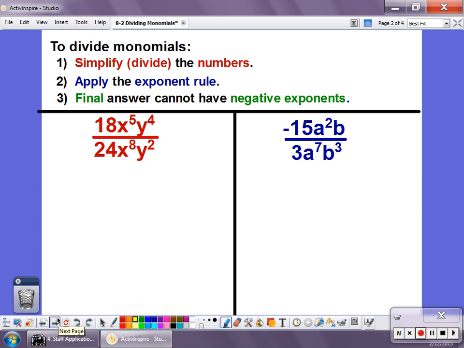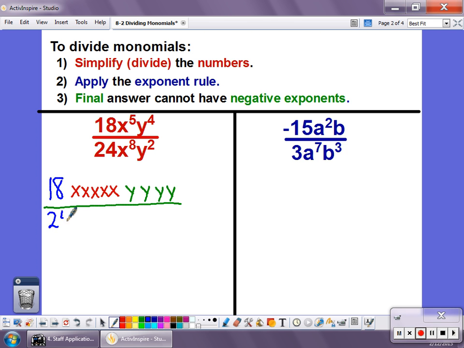Now we can apply these same rules to problems that get a little more complicated. And again, if you want to expand them out, they're pretty easy to solve. Okay, let's look at this top part here. I'm going to have 18. I have 5 x's, 1, 2, 3, 4, 5 x's on the top, and I'm going to have 4 y's on the top, 1, 2, 3, 4. All of that is over 24, and 8 x's on the bottom, 1, 2, 3, 4, 5, 6, 7, 8, and 2 y's on the bottom, 1, 2.